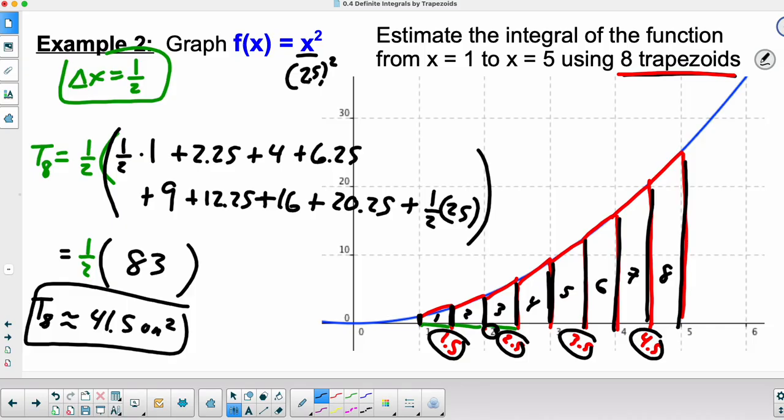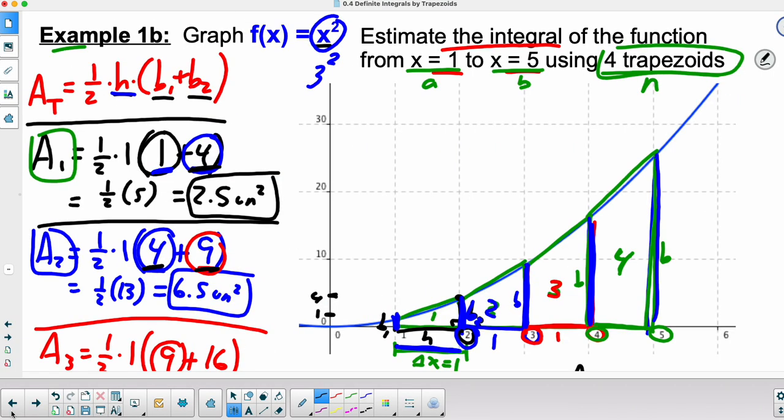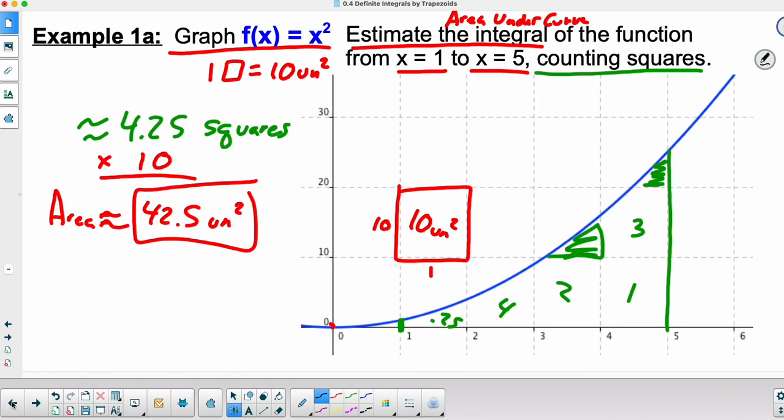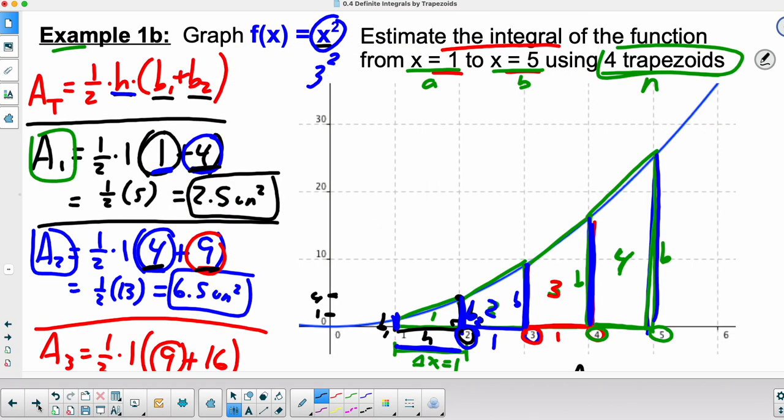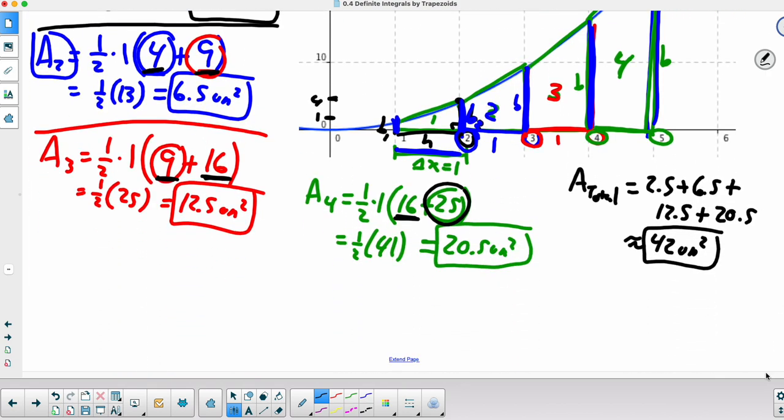That would be my estimation having more trapezoids. As I start to compare all of this, the more trapezoids I can subdivide this into, the better it's going to fit the curve each and every time. So as I go back and look, I would argue that counting squares a moment ago, that's pretty primitive. 42.5, that's not bad, Mr. Roy. I would argue, though, when we did 4 trapezoids, this is better yet. This is closer to the actual answer of 42.